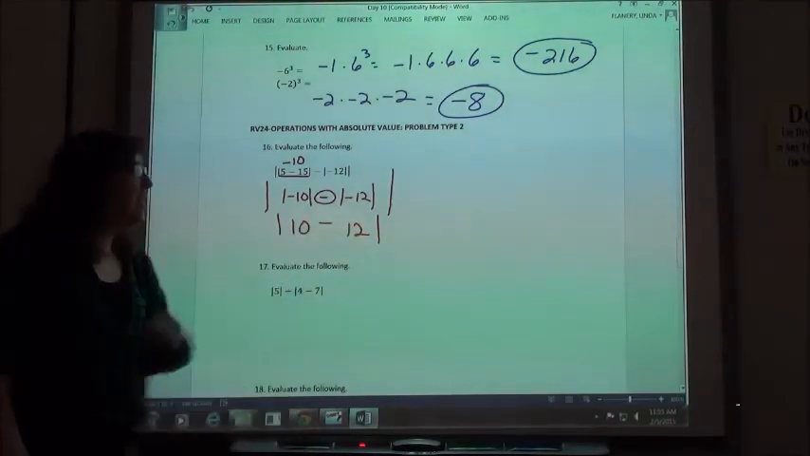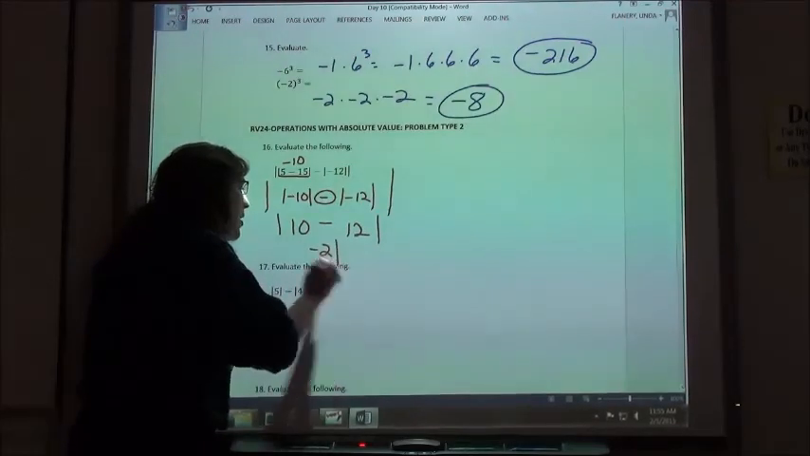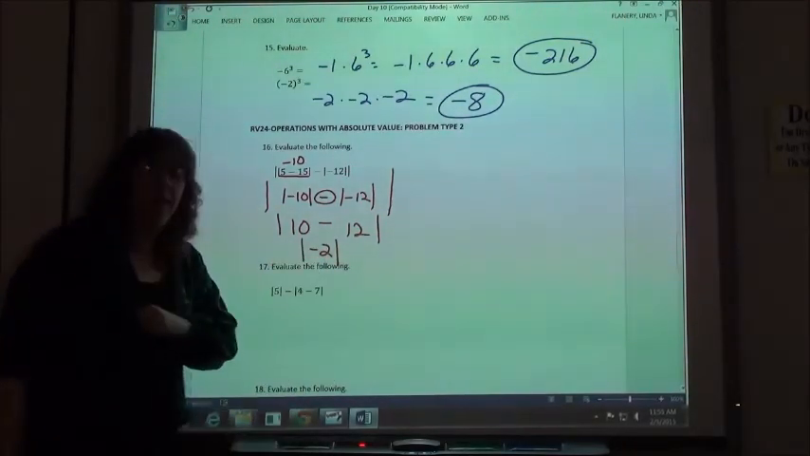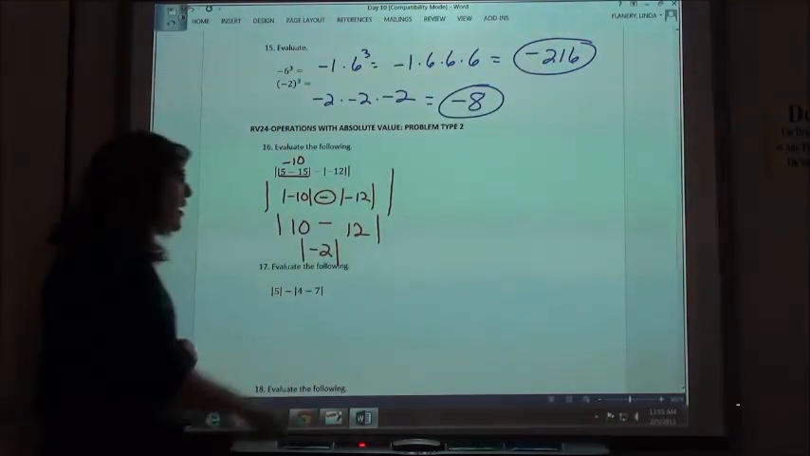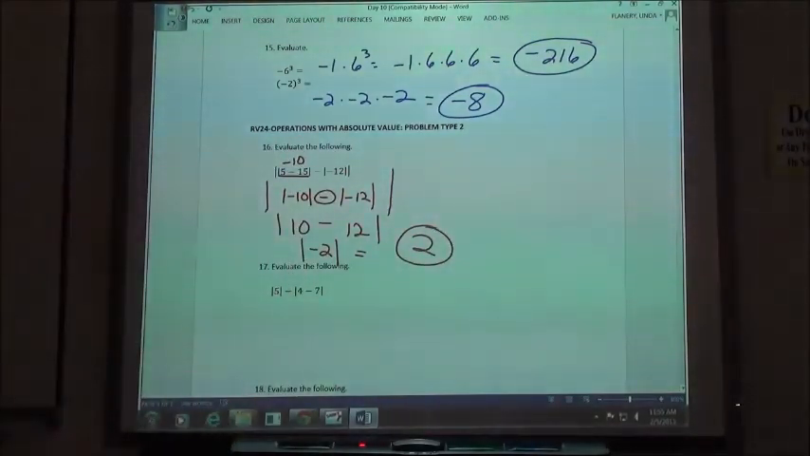Again, I simplify inside here first. 10 minus 12 is negative 2. I then get rid of my absolute value signs. What's the absolute value of a negative 2? Well, it's a positive 2. So 2 ends up being my answer when I evaluate that expression.